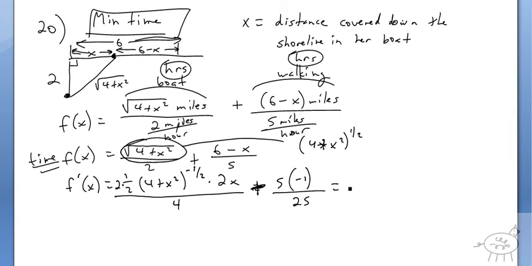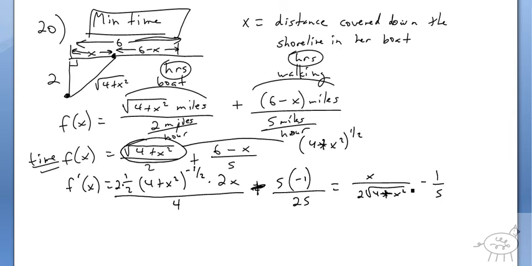So if we simplify this, I'm going to keep writing to the right-hand side here. I get x over 2 times the square root of 4 plus x squared, minus 1/5.